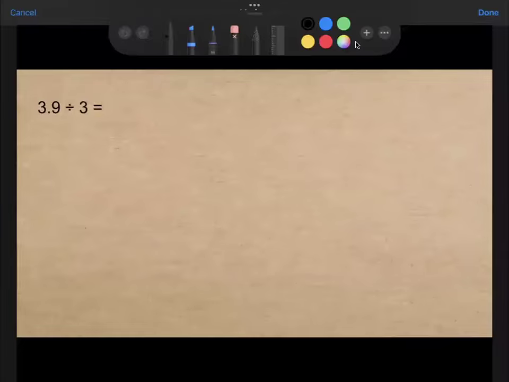Okay, here is the first problem we're going to be doing together. We're going to be taking the number 3.9 and dividing it by 3. Okay, so let's go ahead and try this one. I'm going to put the first number, which is 3.9, inside the division bracket and put 3 on the outside.